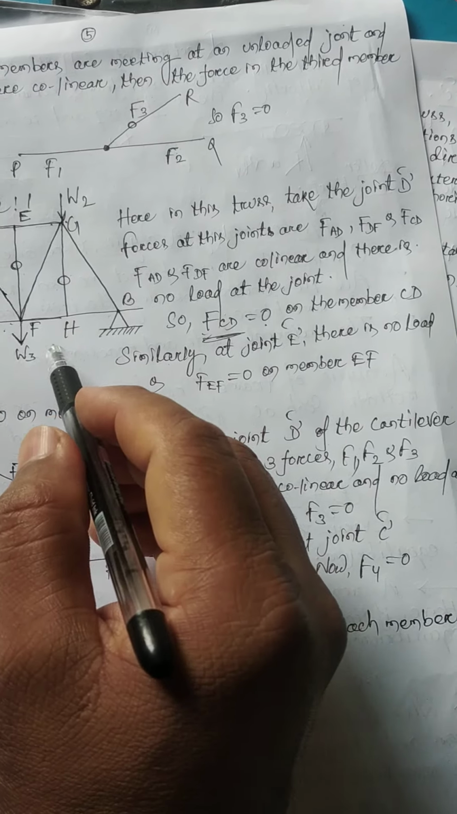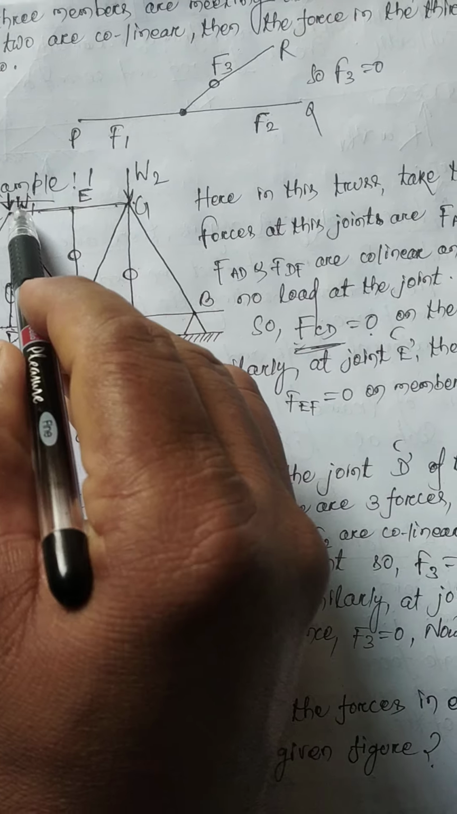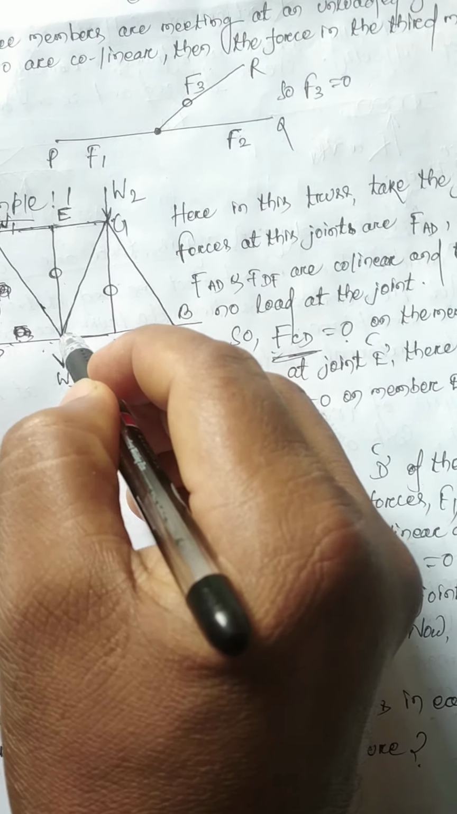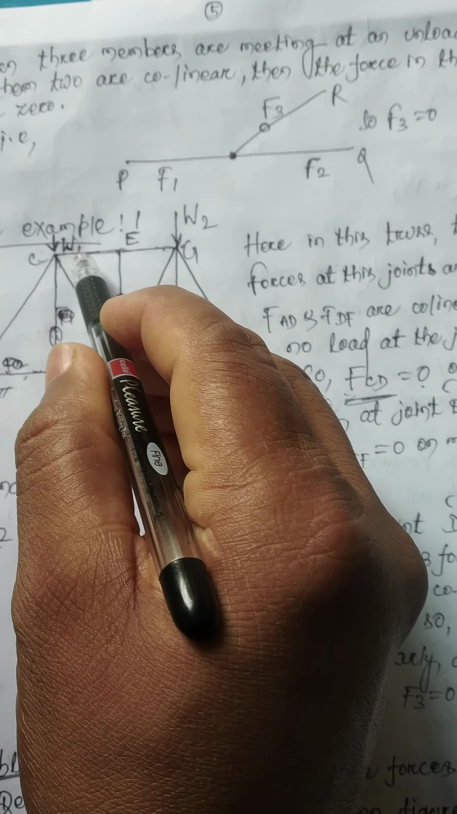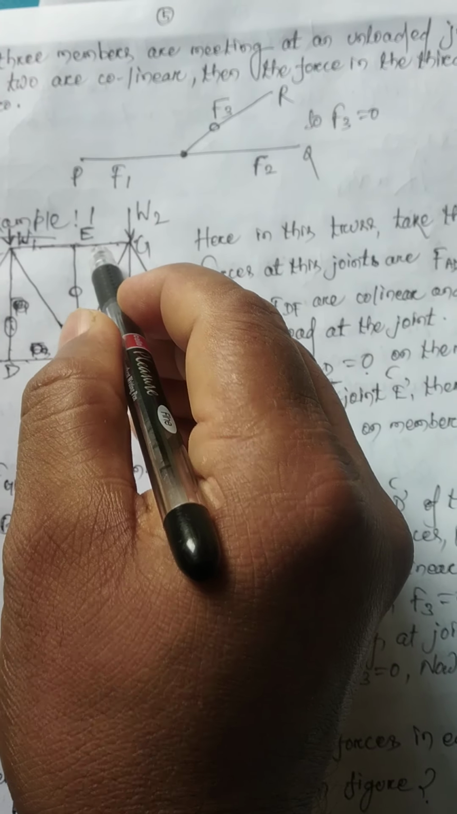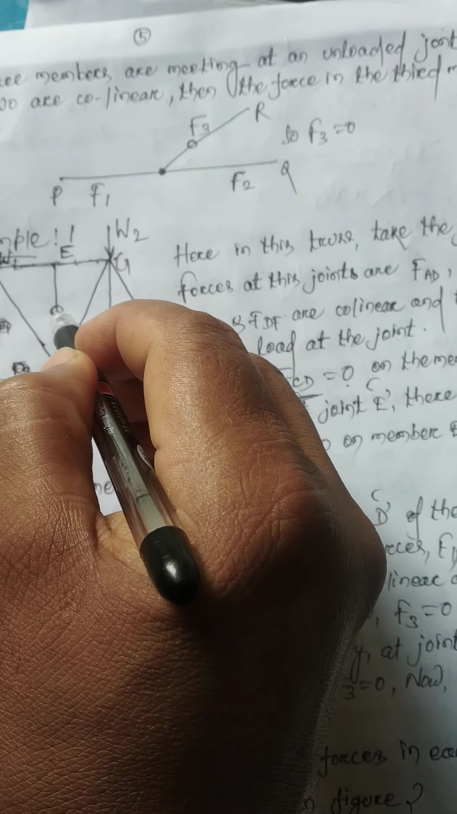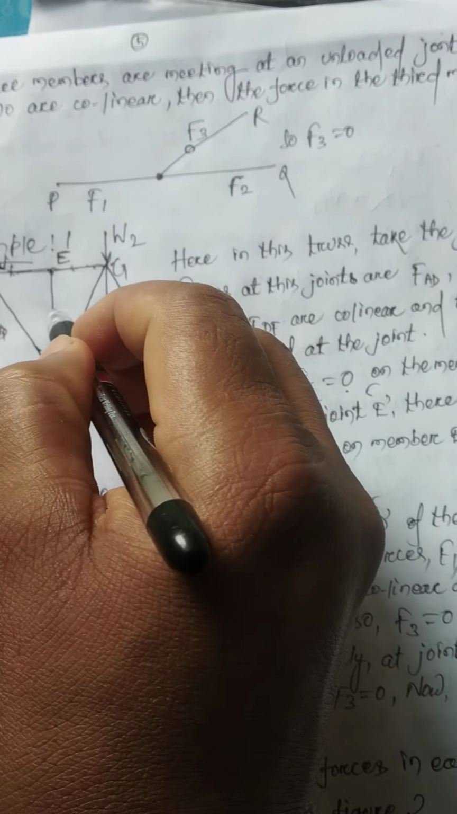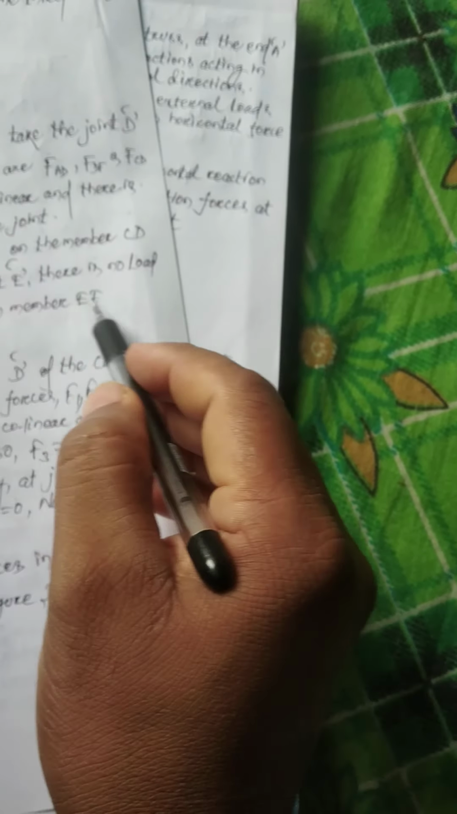Similarly at the point E, there are three members, CE member, EG member and EF member. Okay, so the force on the CE member and the force on the EG member are collinear or are acting in a straight line. So the third force, which we are going to find out, on the member EF should be 0. So this force should be 0. Okay, also we have written.